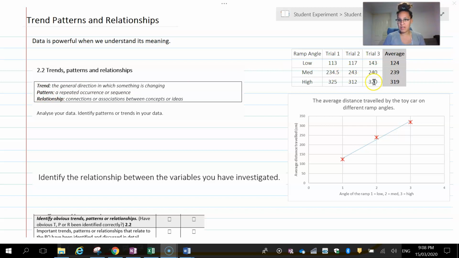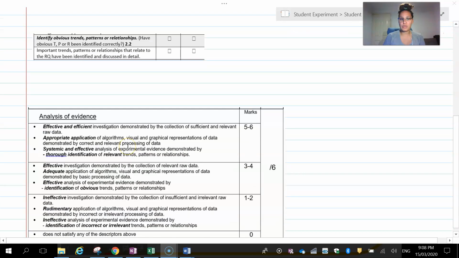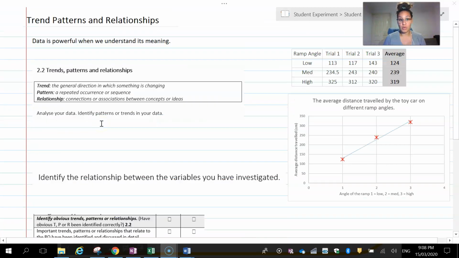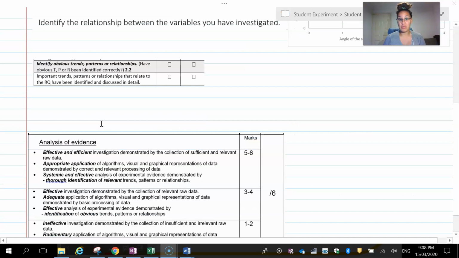Now, if I'm looking here, I don't really see a pattern forming. There aren't any repeating values with those numbers. So I'm going to leave patterns. Remember, when we're doing this, we want to find trends, patterns, or relationships. So that's what we're looking for: you identify one of those or two of those. So thorough would be more than one.